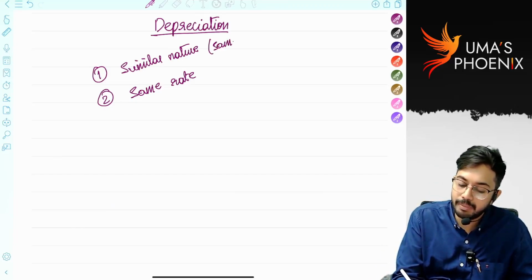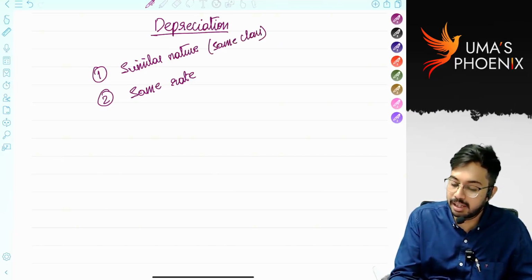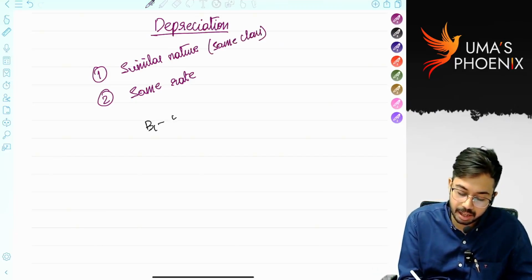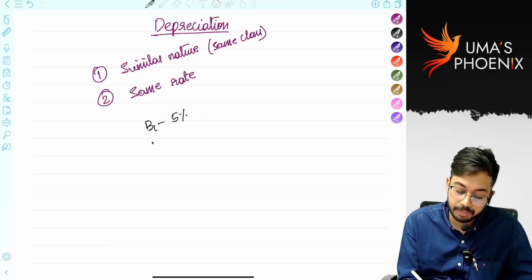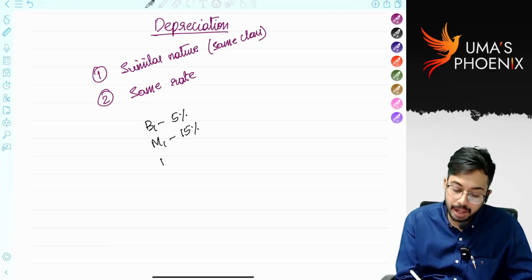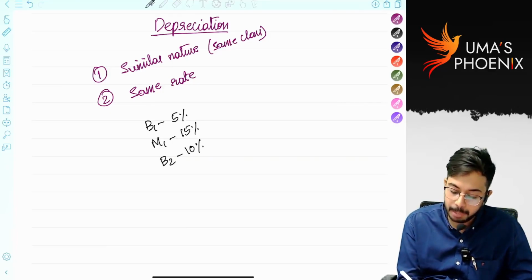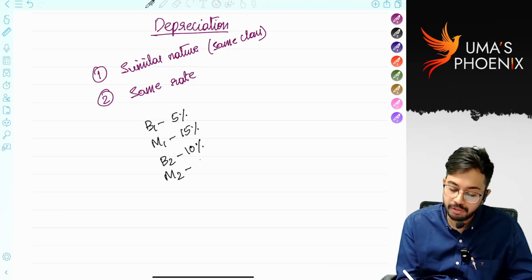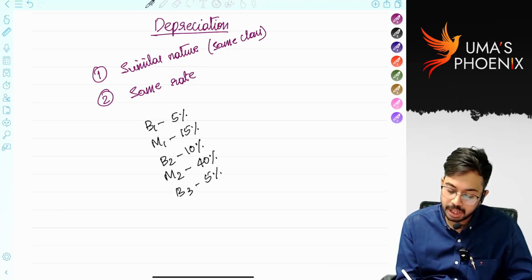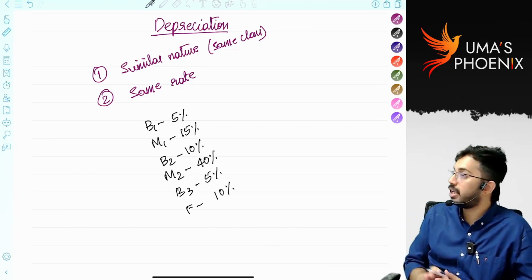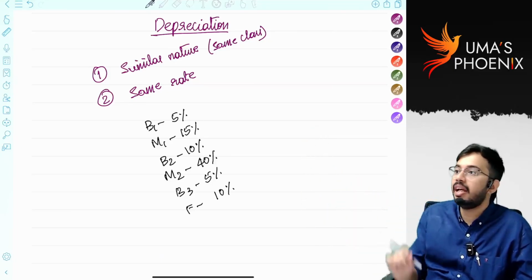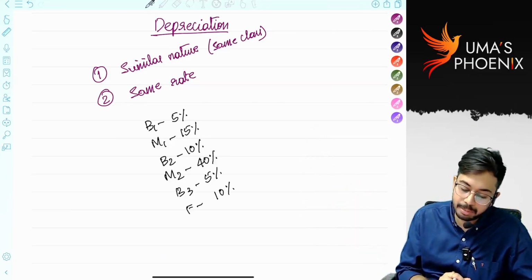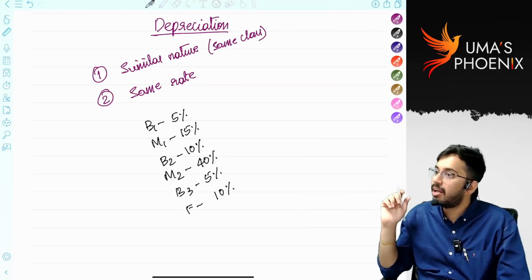Similar nature or same class. I will tell one example. Building 1 is there, rate of depreciation 5%. Machinery 1, rate of depreciation 15%. Building 2, rate of depreciation 10%. Machinery 2, rate of depreciation 40%. Building 3, rate of depreciation 5%. Furniture, rate of depreciation 10%. These are the assets that are there in the business. How many assets are there in the business? 6 assets are there in the business.